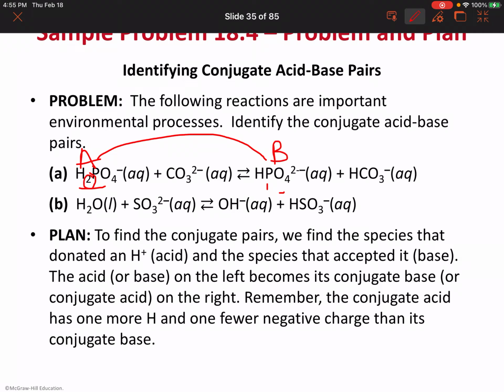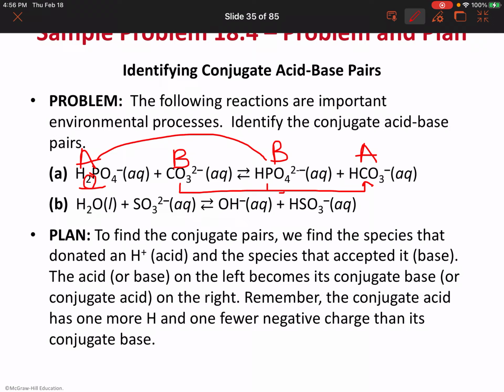What about carbonate? Here you have CO3 and HCO3. The number of hydrogens increased, so this is going to be your base and this is going to be your conjugate acid. That is the conjugate acid-base pair. Carbonate and bicarbonate are a conjugate base-acid pair. H2PO4 minus and HPO4 2 minus are conjugate acid-base pairs.